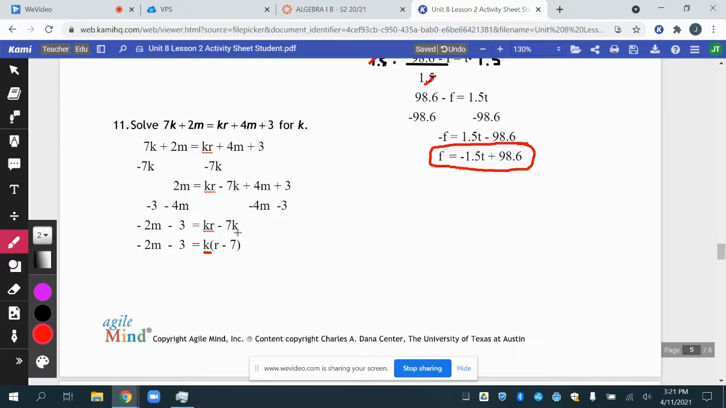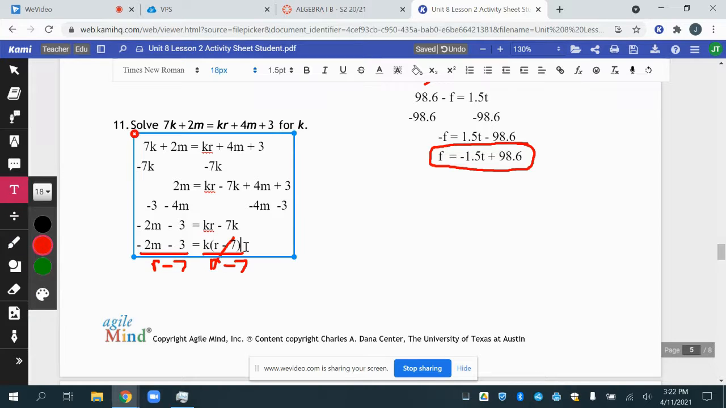7k's plus rk's, I don't know how many k's that is. Or minus 7k's, sorry. Point is, this is how we do it. And now I got to get rid of the r minus 7. I just divide by r minus 7. This cancels out. So I end up with, wait for it, there we are, equals k. The bottom line is going to be r minus 7.